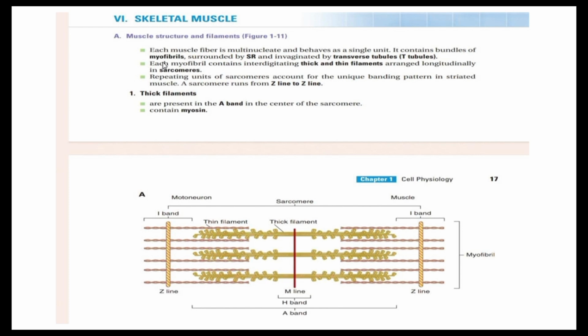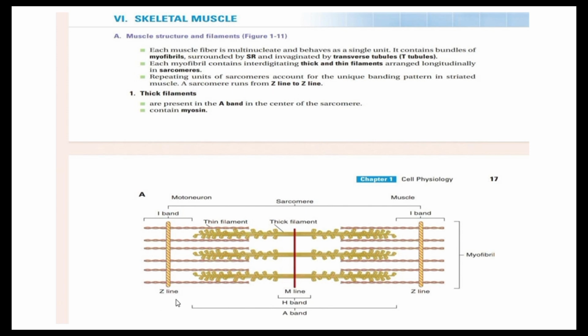So we already talked about it in the diagram that each muscle fiber contains thousands of myofibrils, and now each myofibril contains the interdigitating thick and thin filaments. The thick filaments, that is myosin, and thin filaments, the actin, are arranged longitudinally in sarcomeres. And the repeating units of sarcomeres account for the unique banding pattern in the skeletal muscle and result in the striations. That's why the skeletal muscle is also known as striated muscle. And the sarcomere runs from Z line to Z line.